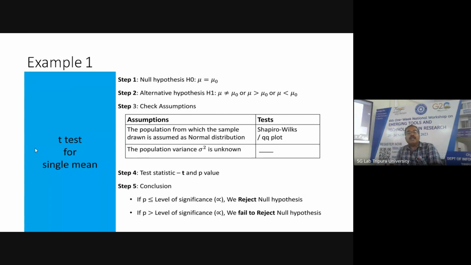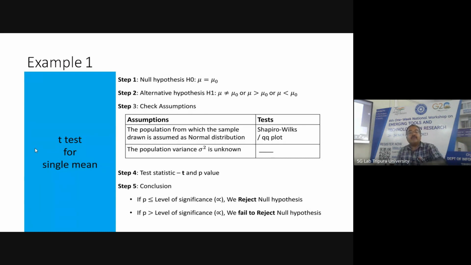Step four, the test statistic, that is the t and p value. The t value is for the t test, and SPSS also gives the p value. P is a probability value. That probability value you can check to see whether the data is actually supporting the statement you have made, for acceptance or rejection.